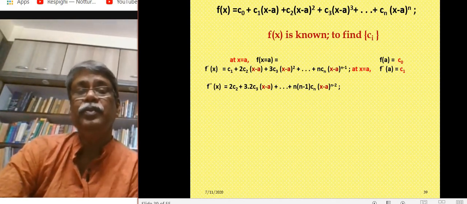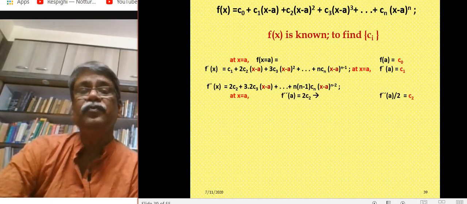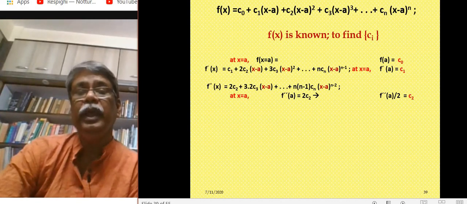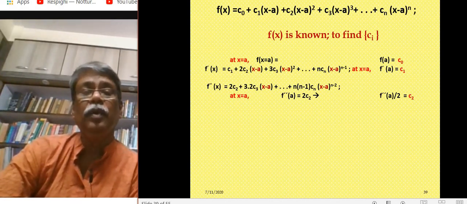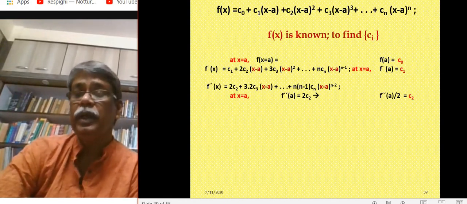Now again the same trick: for x equal to a, all the terms with the factor (x minus a) vanish except 2c2. And on your left it is f double prime a. So f double prime a is 2c2. So c2 is f double prime a by 2. You anticipated f double prime a, it's not really so, but very close. It is f double prime a by 2.